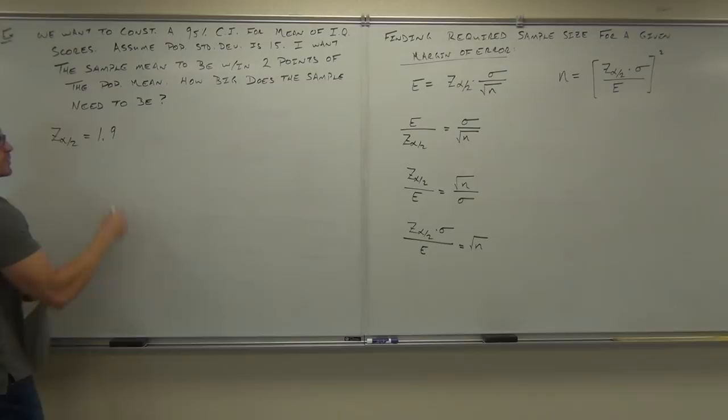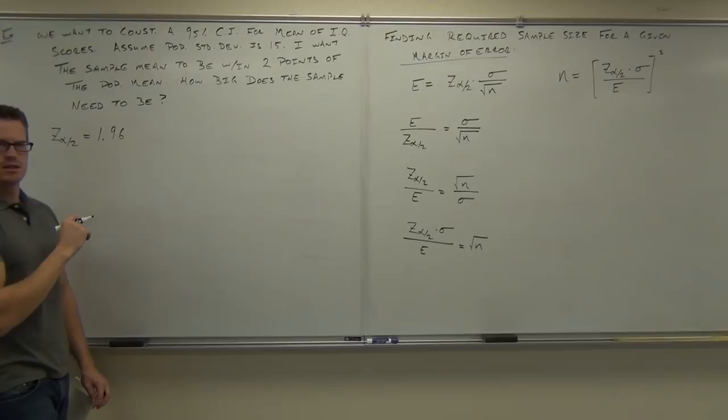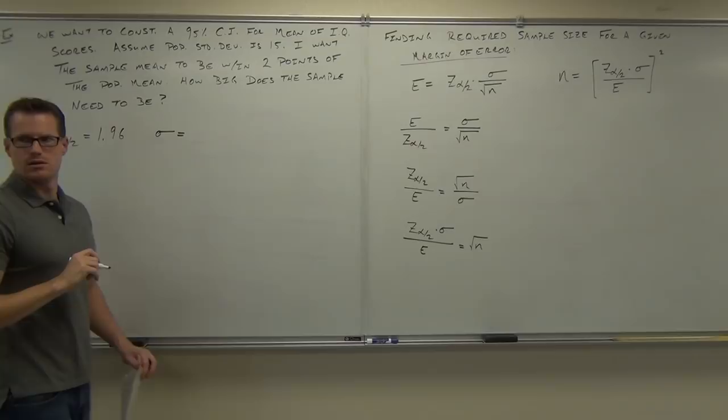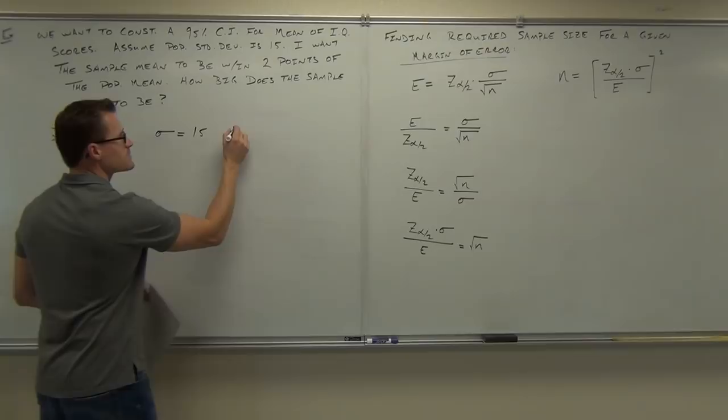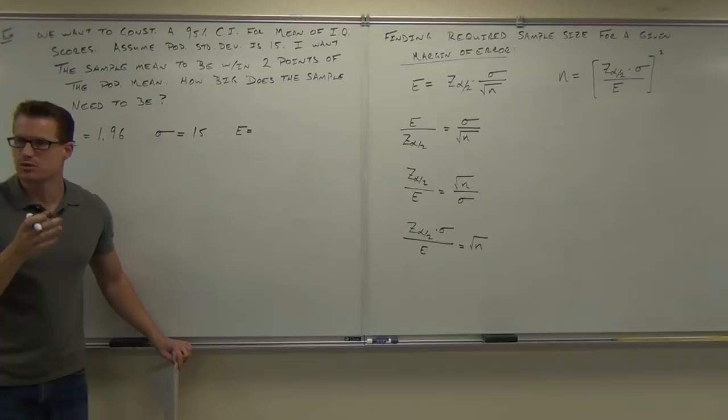And do we know our N yet? No, that's what we're trying to find. Okay, do we know our sigma? Great. Sigma stands for population standard deviation. It said that right up there. Assume it to be 15. That's awesome. And last thing we need to know, what's your E? 0.02 or 2? 2. 2 points.